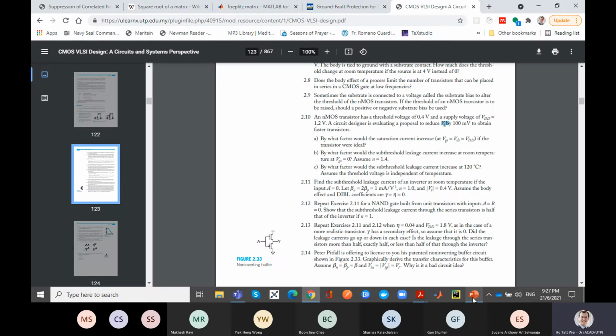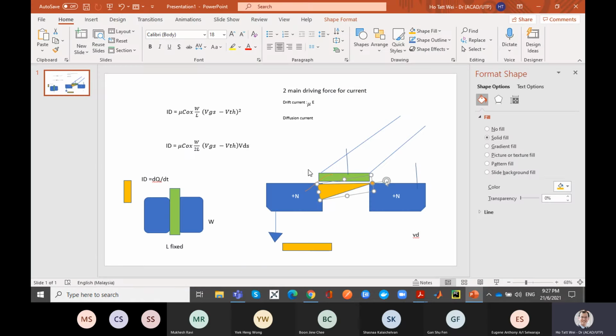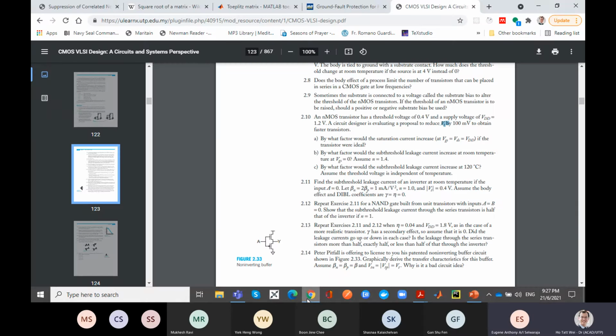Then I'm asking you the simple question. If I do that, how much more current can I get for the same transistor where I change the threshold voltage by engineering the material to 0.1 volt compared to the original transistor at 0.4 volt? You think you can answer that? You can, right? You sort of see the picture already, right? Okay, very good.